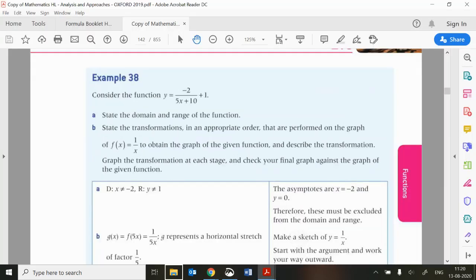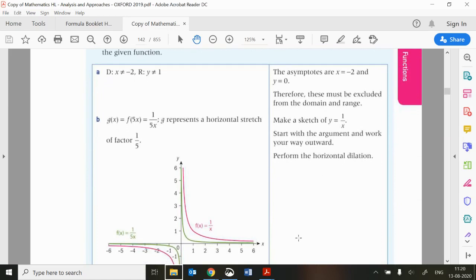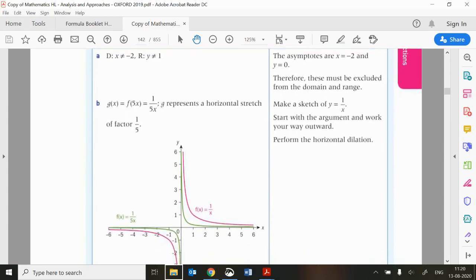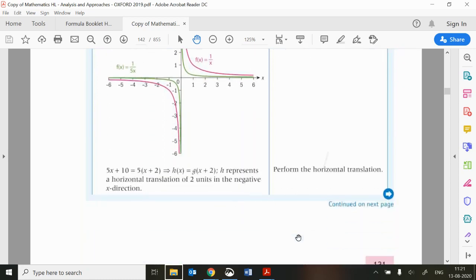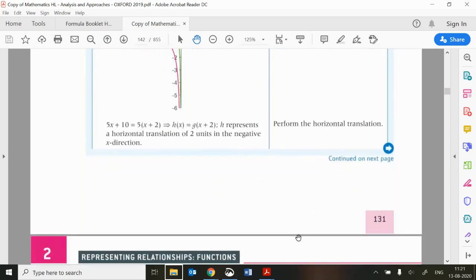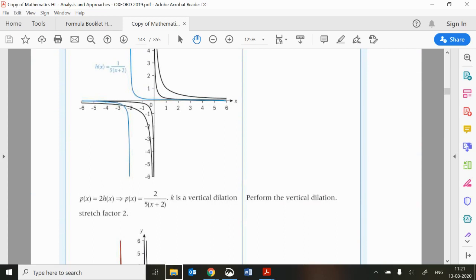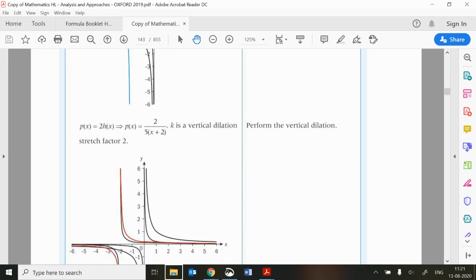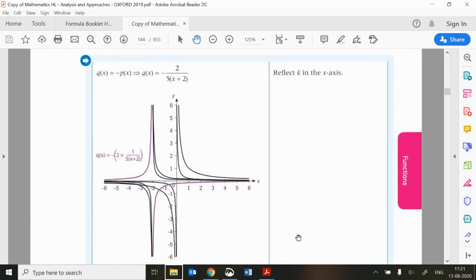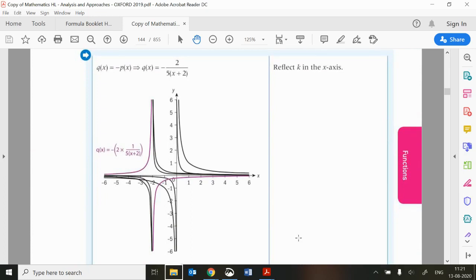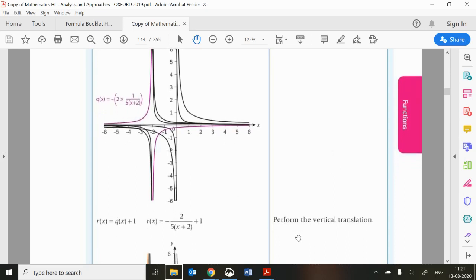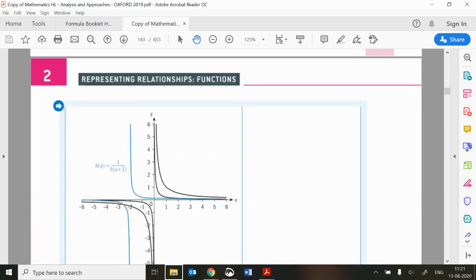Okay, let's have a look at what they write. So they're saying make a stretch in the x direction. Here we go, horizontal stretch of a factor 1/5. And then they're saying horizontal translation. Okay, and then they're saying vertical dilation or vertical stretch, factor 2, dilation stretch, they're saying now. So it's fine to say vertical stretch, factor of 2, and then comes the vertical translation. Oh, hang on a second, I think I'm missing something.